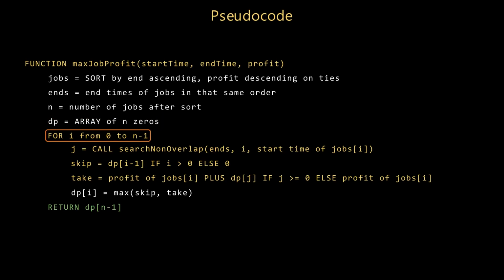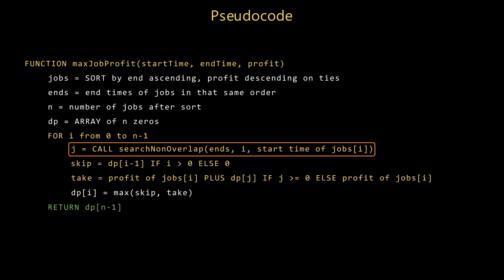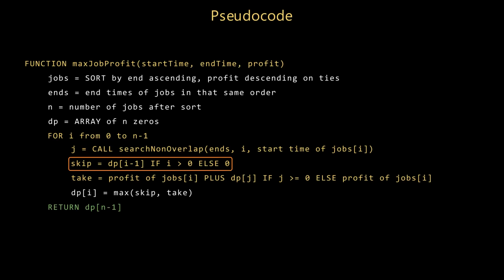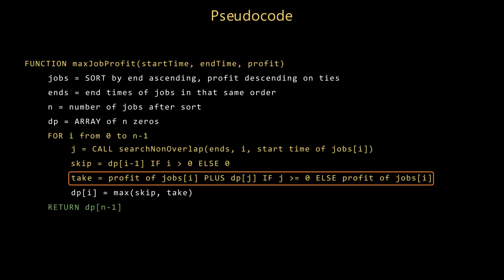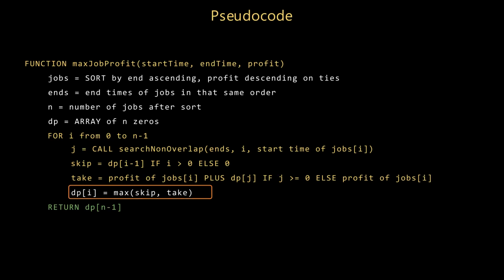Walk i from the first sorted job to the last. Call the helper to find the best predecessor index among jobs strictly before i. Skip means carry the best profit from the previous index only. Take means add this job's profit to the best compatible earlier cell when one exists. Store the better of skip and take at position i. The answer is the last dp value after processing every job.